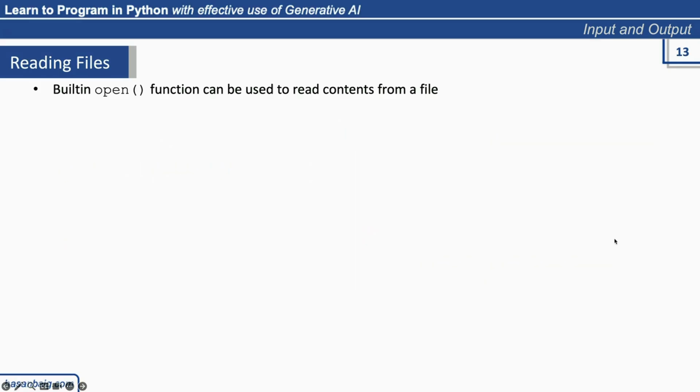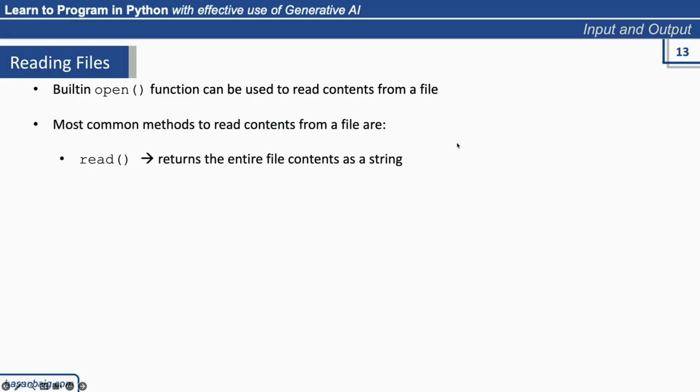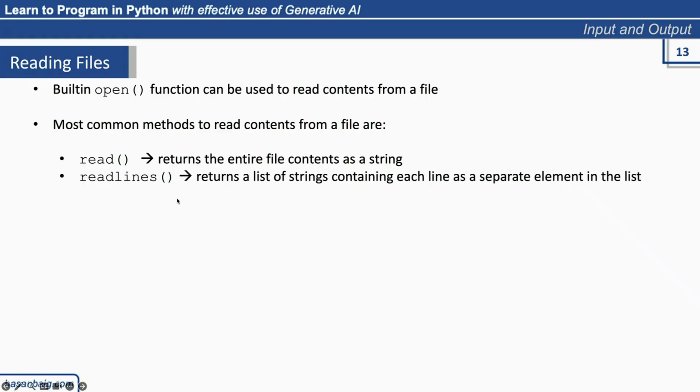Okay? So the open function can be used to read contents from a file. The most common methods are read, which we have already talked about. It returns the entire file contents as a string. There is another method called readlines.